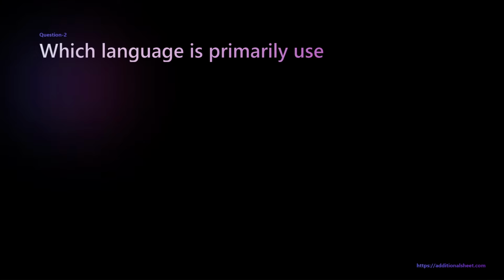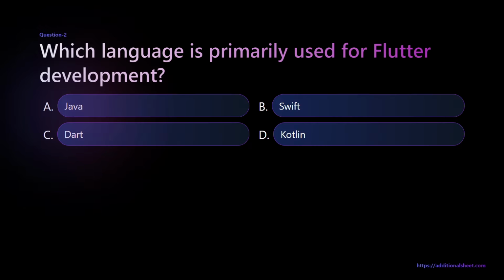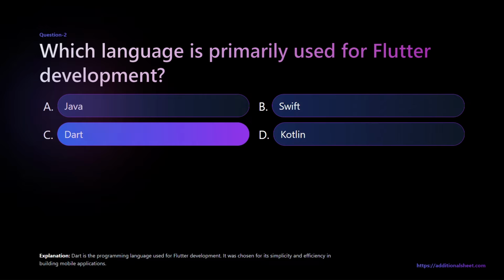Which language is primarily used for Flutter development? Option A, Java. Option B, Swift. Option C, Dart. Option D, Kotlin. The correct answer is option C, Dart.